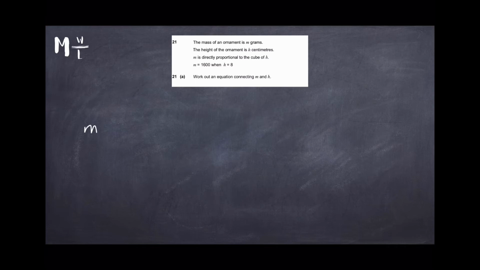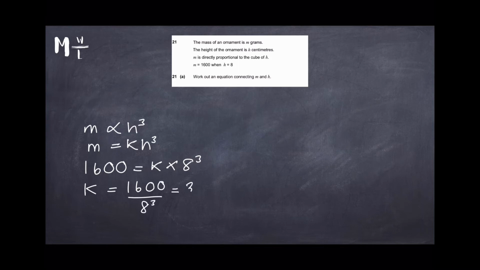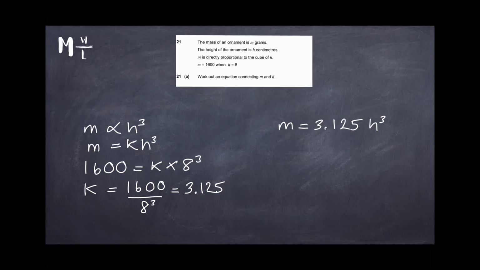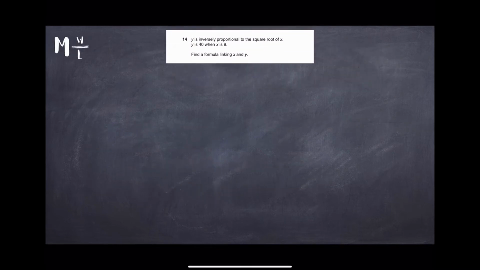So, we're told that m is directly proportional to the cube of h. So, we know that m is equal to some constant k multiplied by h cubed. Subbing in 1600 for m and h as 8, we can rearrange to get that k is equal to 3.125. Subbing this back into our original equation for m in terms of h, we get m is equal to 3.125 h cubed. So this is pretty similar to how we did the first question as well.